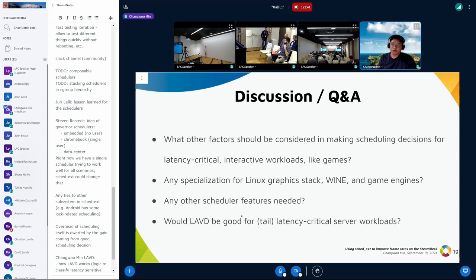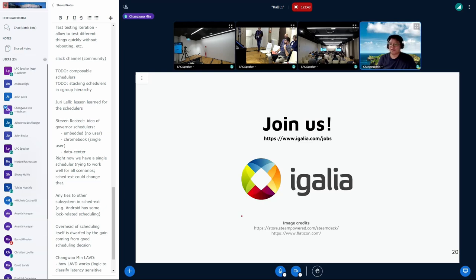And lastly, I also wanted to discuss that AVD is not heavily tested on workloads other than the game workload, but the design seems to be good for other workloads. So it might be worth trying for a broader workload set beyond the game workload. That's all I have, and I'm happy to take any questions.